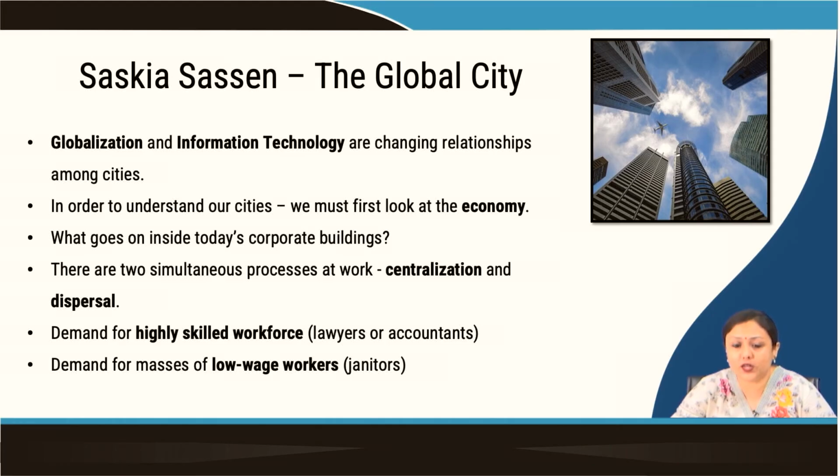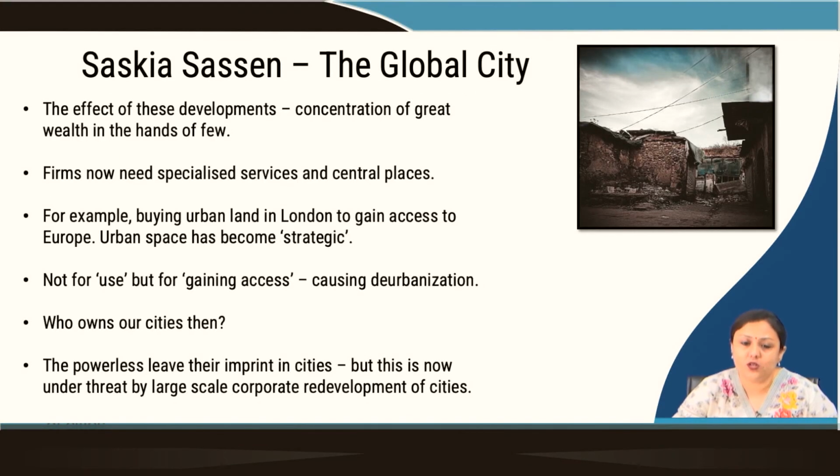This new economic logic has thus led to the generation of high-level jobs with specialized skills like law and accounting, but also the generation of an influx of low-level jobs like janitors who work and clean many of these buildings. As can be understood, due to such a development, wealth is being concentrated in the hands of a few, because firms now cannot produce all these in-house. They need access points in different cities. For example, for firms, urban space has become strategic because, let's say, buying urban land in London helps the firm to actually gain access in Europe.